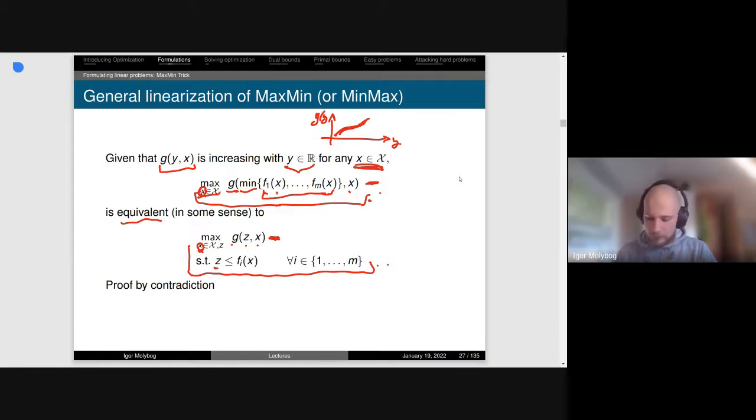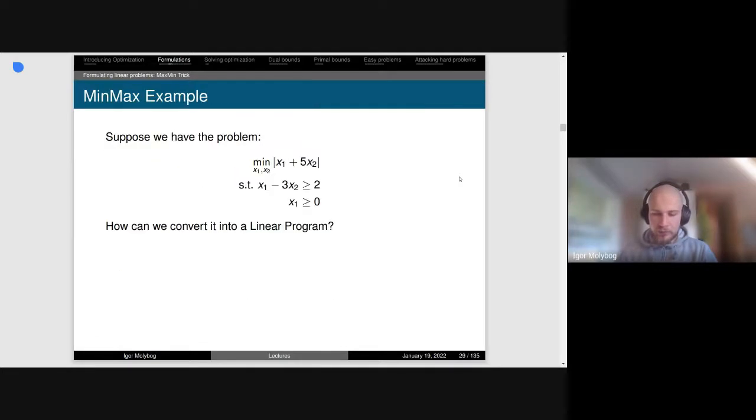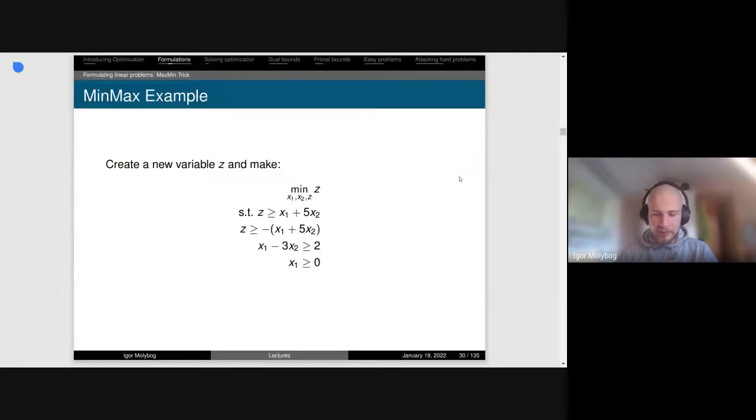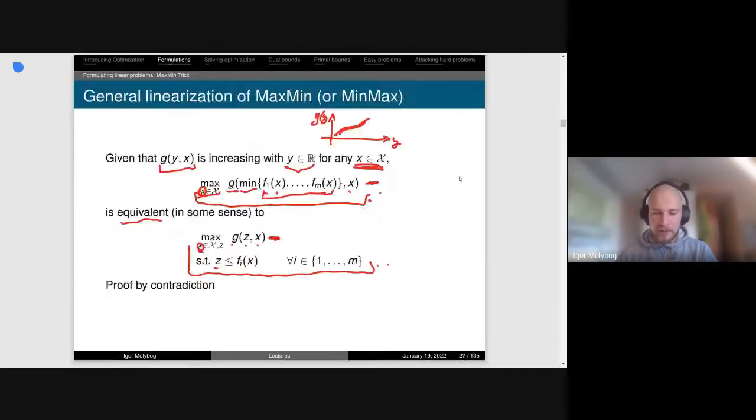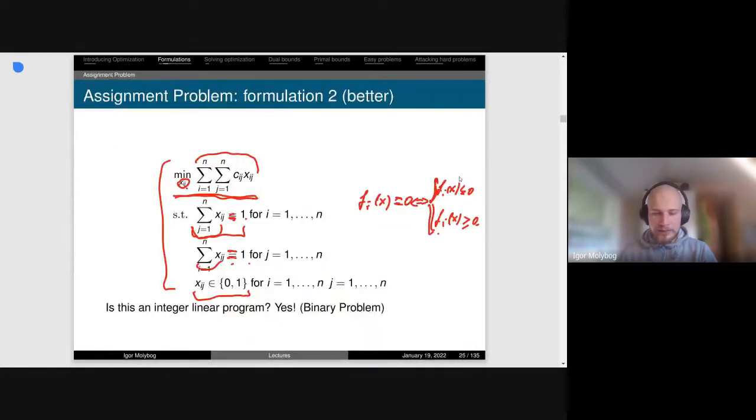Next time we will be talking again about this maximin trick. We will solve an example and continue talking about other examples of integer and mixed integer programming problems. Are there any questions about what we have covered today?